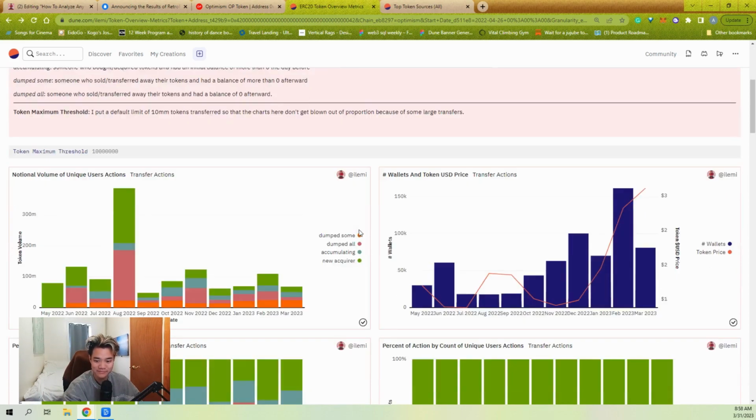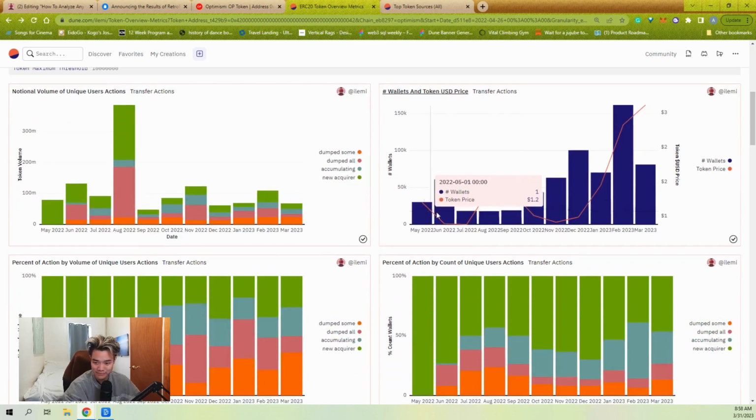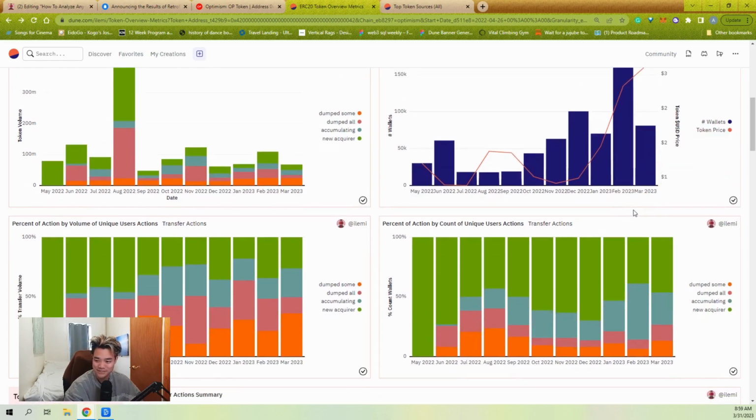So looking at momentum, we can see that the number of addresses interacting with OP has increased pretty much exponentially since September 2022. That's reflected in the token price. And if we break down their actions into either a new acquire, which means they didn't have the token before, or they're accumulating, which means they already had the OP token in their wallet and just got more of it, or dumped some or dumped all, we can see that most of the wallets interacting with the token are either new or accumulating, right? So that's pretty indicative of a healthy community.